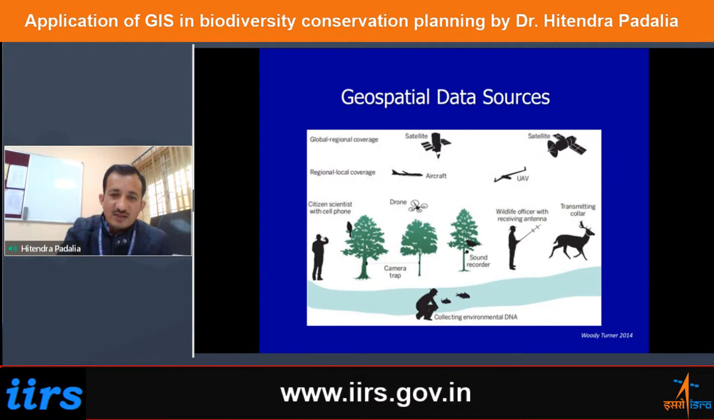Now what has happened is that the strength of GIS has increased. Why? Because there are multiple sources or instruments by which we can collect geographic data. For example, this picture shows a very perfect example for the conservationist like us.